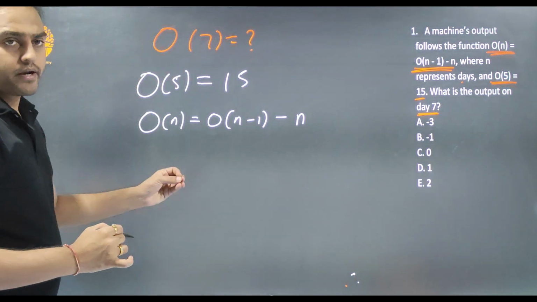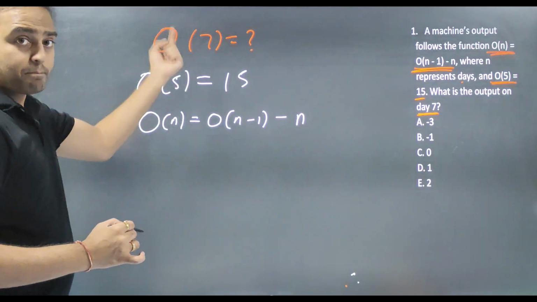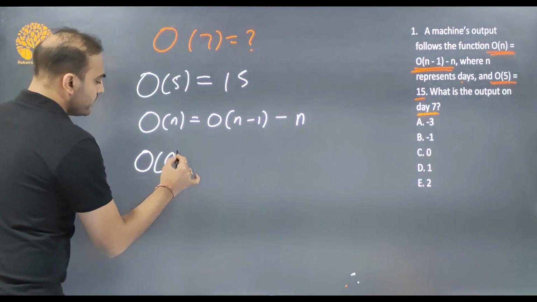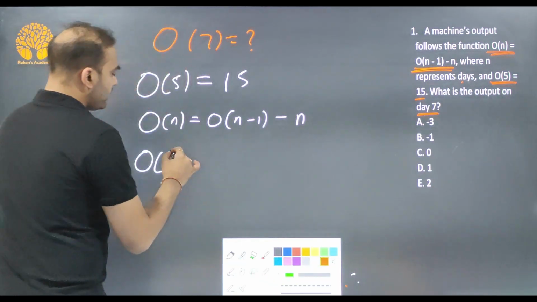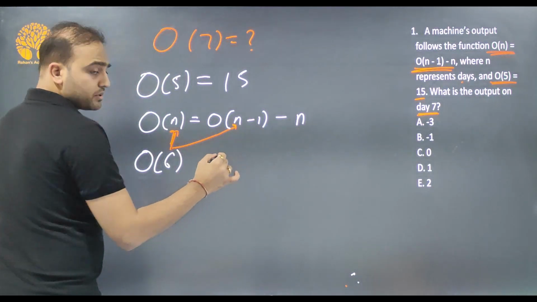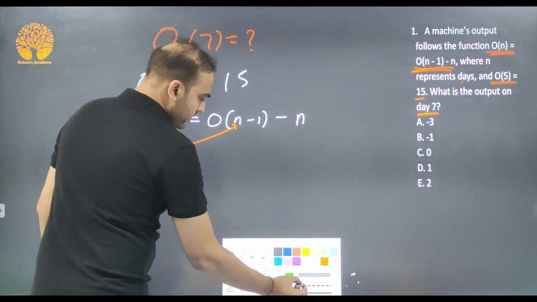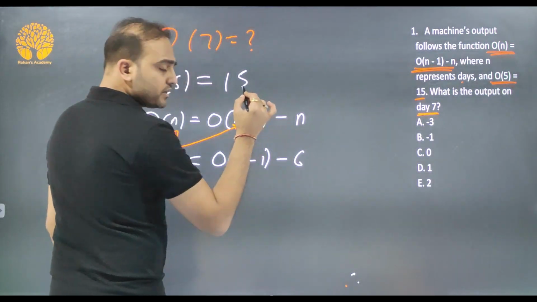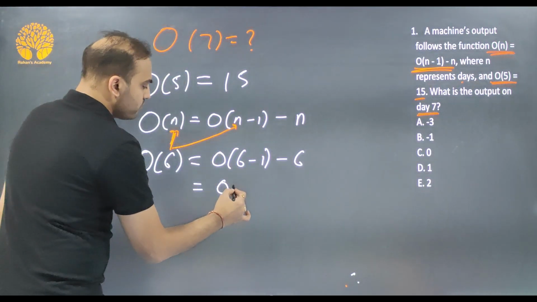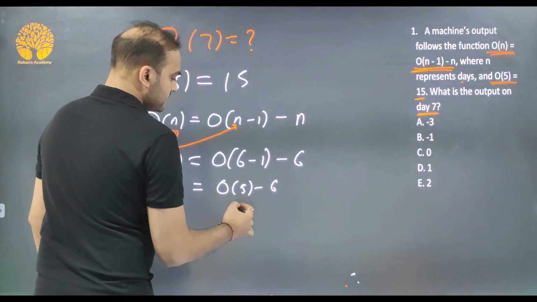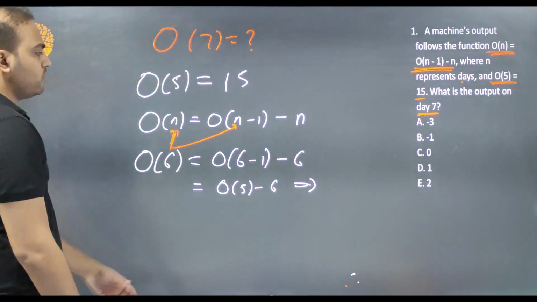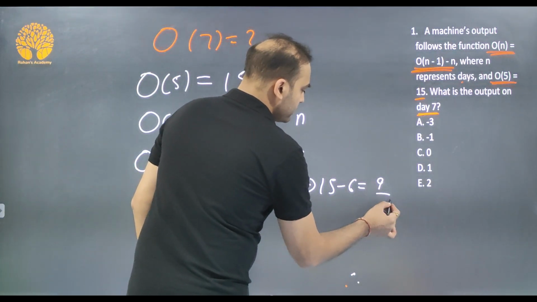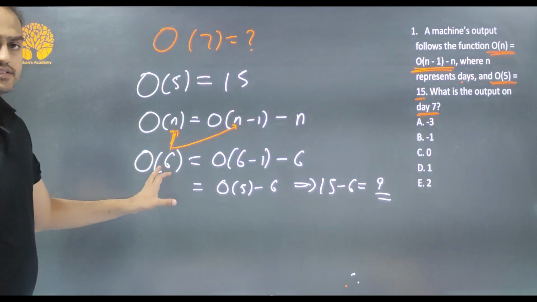Okay, so the first step I do, since I already know O5 and I have to go up to O7, I find O6. In place of N, substitute 6, I get O6 = O5 minus 6, which is, now O5 is 15, 15 minus 6, that's 9, but this is O6.